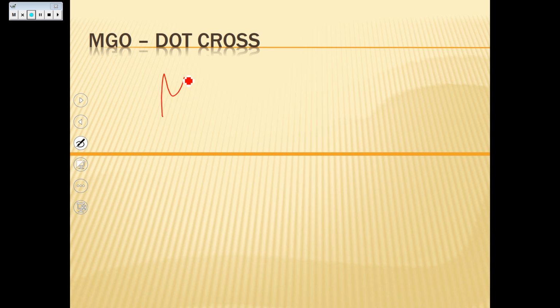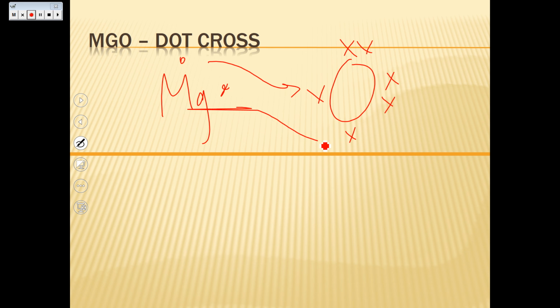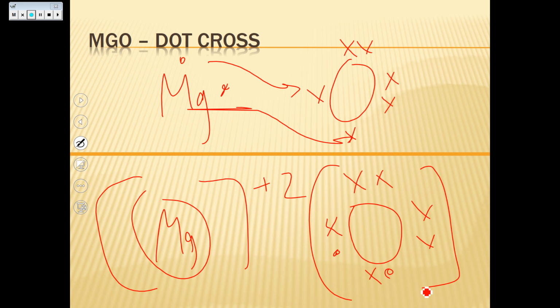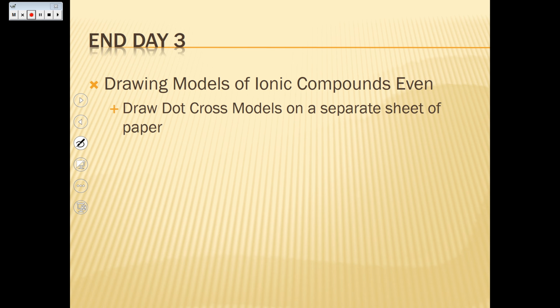The dot cross, Mg, represented with 2 dots. It does not matter if Mg has the dots and oxygen has the crosses or opposite. It just has to be 2 different symbols. This magnesium is going to lose its 2 electrons over here. So magnesium becomes positive 2. Oxygen is shown having picked up those electrons to become -2. And that is where we will end day 3.